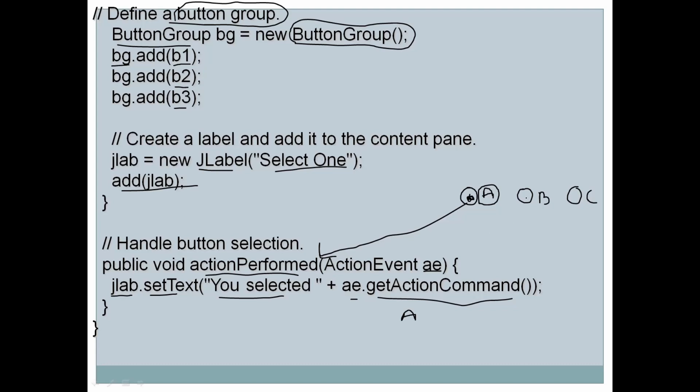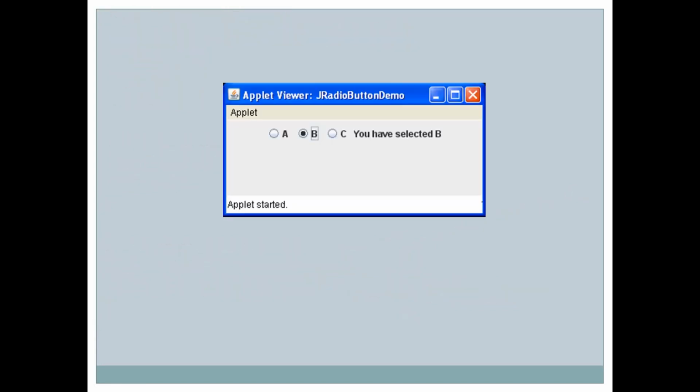If you click on B, then again it will call the actionPerformed, and in here it will display ae.getActionCommand. So this time it will give us action command as B, and similar for C. And when you select B, A will automatically get deselected, remember. So this is how we can create JRadioButtons in Java Swing. Okay, this is the output of our program. If I select A, B will be deselected. If I select C, all the other items will get deselected.